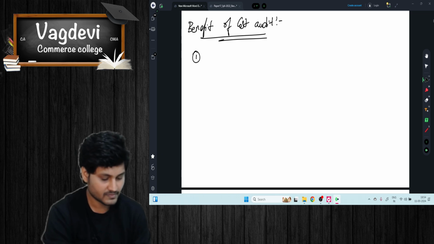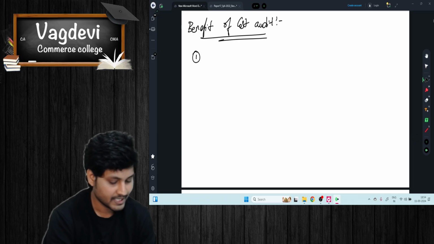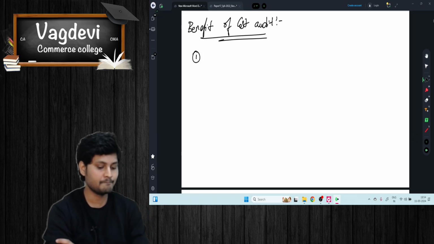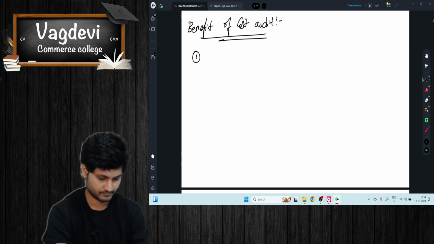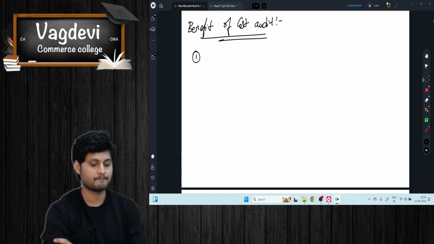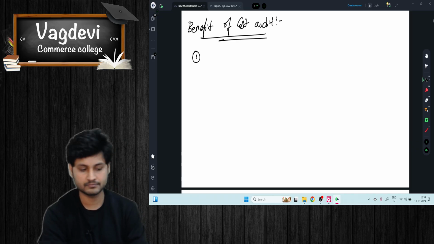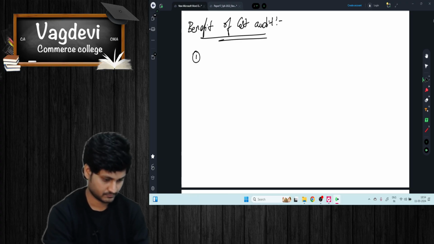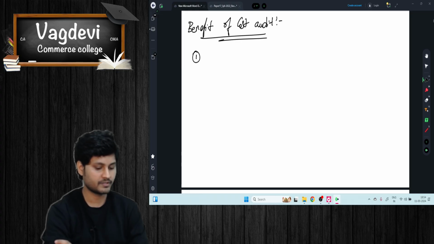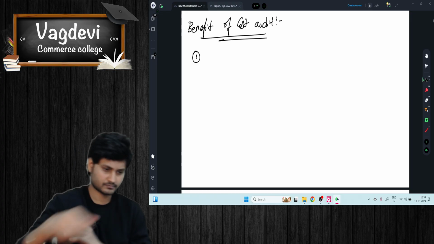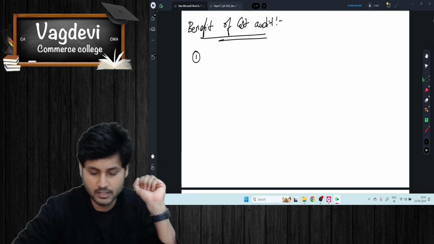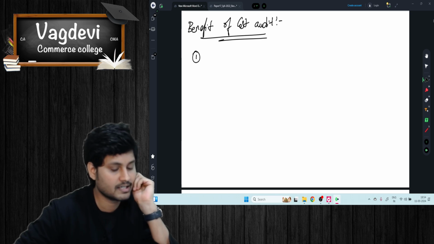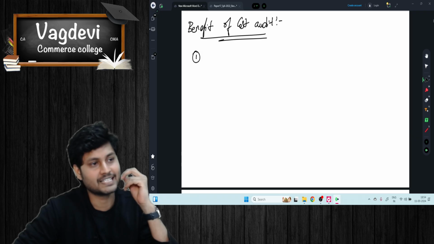Sixth point: overall improved efficiency of the entity's performance. And the last point: control over element wise cost.